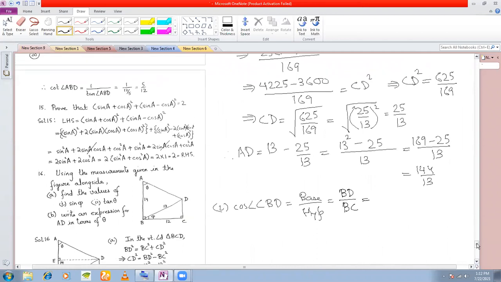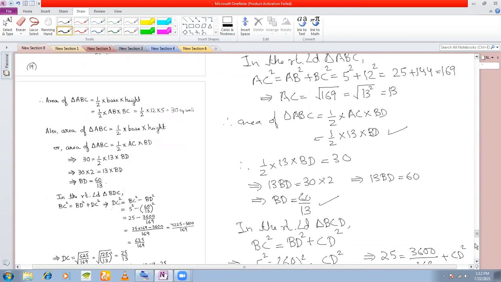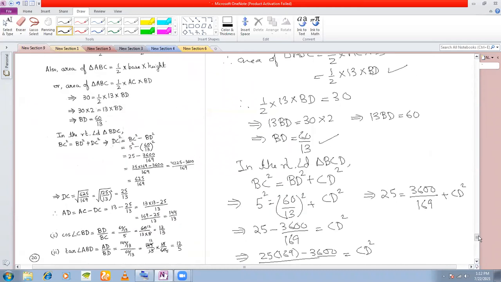Okay, and how much have we got the length of BD? BD we have got the length here 60 by 13 and hypotenuse is 5. Clearly this is 60 by 13 divided by 5. So this is 60 by 13 into 5, which is 60 by 65. You can cancel this. 12 by 13. Cos of angle CBD. Any question till this part? Any confusion anywhere?